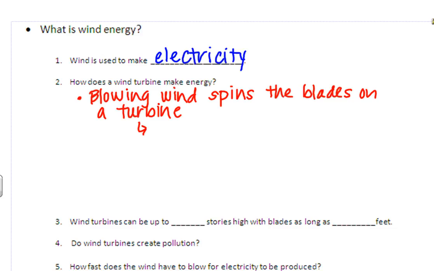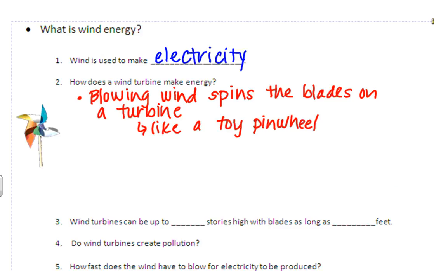And this is like a toy pinwheel that maybe you used to get for Easter in your Easter baskets. You see those around a lot during Easter time, and you would blow on the pinwheel and those little blades would spin around. So that's kind of how the wind turbine works. Okay, so I stopped and looked for a picture. Here's a toy pinwheel for you, so you can visualize what that looks like. It has those blades. When the wind blows, those will spin. That's how a wind turbine kind of works.